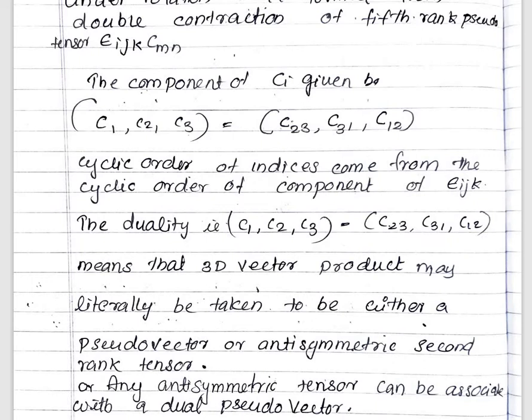So this Ci is associated with a pseudo vector and also with an anti-symmetric second rank tensor. That is known as a dual tensor, and it is pseudo. So we call this a dual pseudo vector because it has only 3 components because of this contraction. This type of tensor is known as a dual pseudo tensor. In the simple case, we can call it a dual pseudo vector.